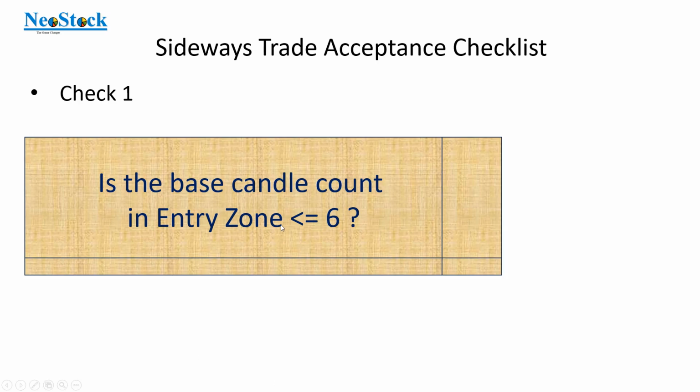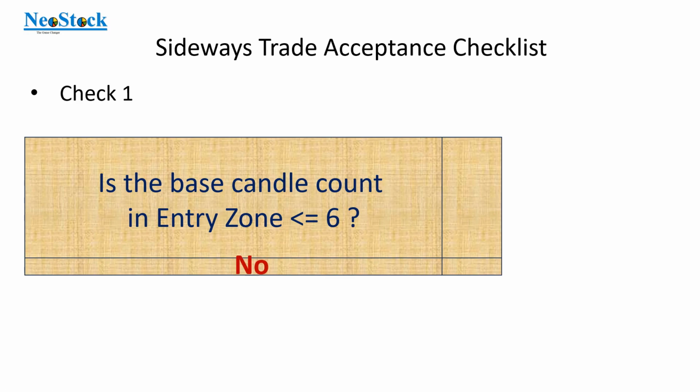So the number of base candles in the entry zone should be less than or equal to 6. With 7 or more candles, the success rate is very, very low. That's why we are avoiding these zones. This checklist item is almost the same as what you learned in lesson 20. For bullish, bearish or sideways trade setups, this checklist is the same, no difference.